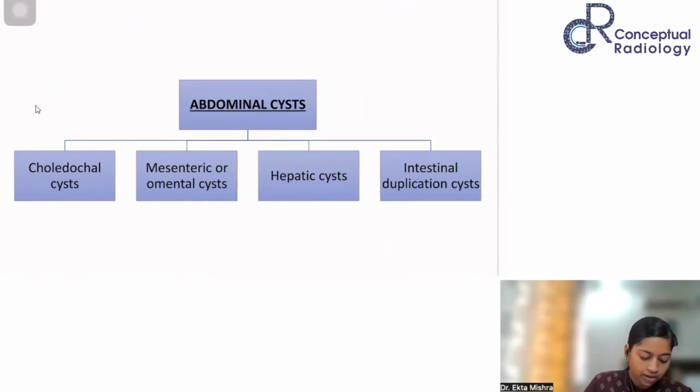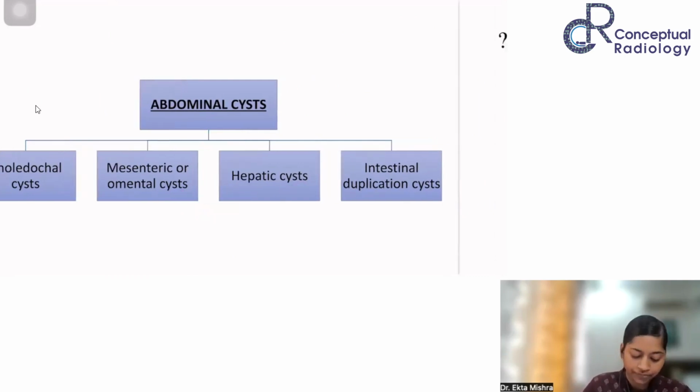So we have multiple types of abdominal cyst. In this slide, we are talking about the cyst above the pelvis. So it can be a choledochal cyst, a mesenteric or omental cyst, hepatic cyst, and the GI duplication cysts.